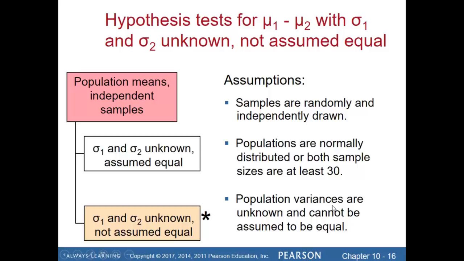And so what you'll see is that changes two things primarily. It changes the way we compute degrees of freedom for the test, and it changes the way we compute the standard error that goes into our test statistic.